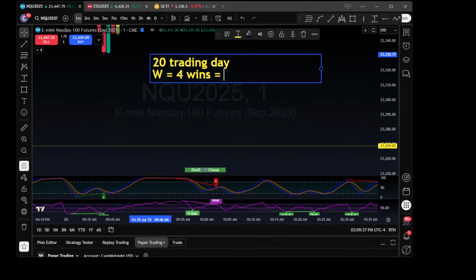Four wins equals how many ticks? 123 plus 201 plus 113 plus 70. 507 ticks. This is the small ones. 507, first TP.